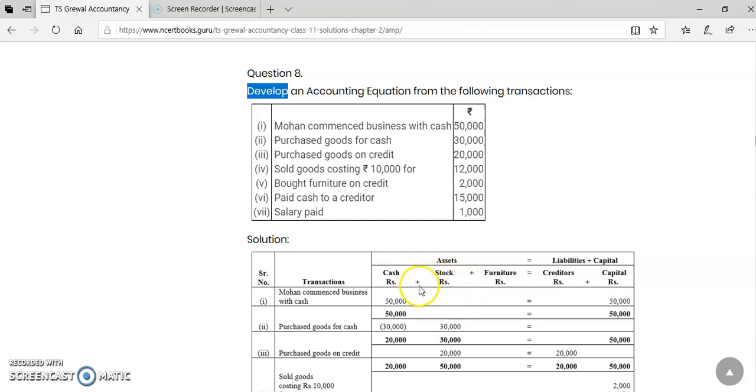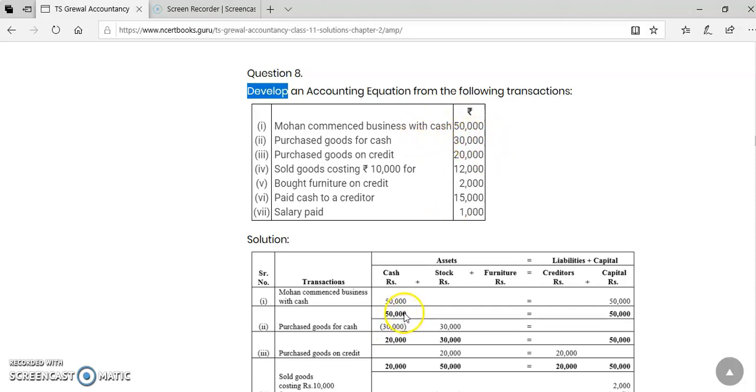Stock is coming. What you can do? Plus. You can mention it. Leave furniture and creditors, because according to the transaction you have to move. Now, which new thing comes into the business? Stock 30,000. Got it? Plus. And you purchased this stock, purchase goods for cash, so your cash is decreasing. You have to pay this money to that person in cash.